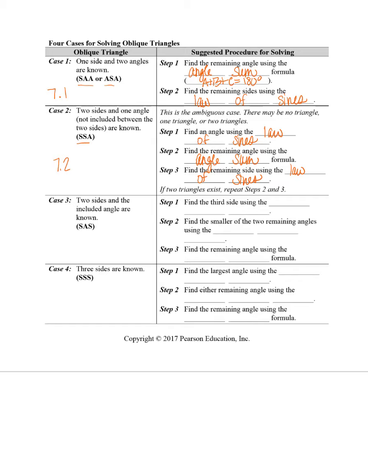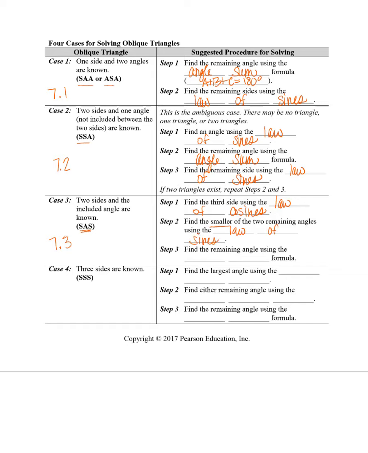Case 3 is when we have 2 sides and the angle included are known. This is what we learned in 7.3. The first step was to find the 3rd side using the law of cosines. Remember that the law of cosines is messy, so you only need to use it once. And then you find the smaller of the 2 remaining angles using the law of sines.